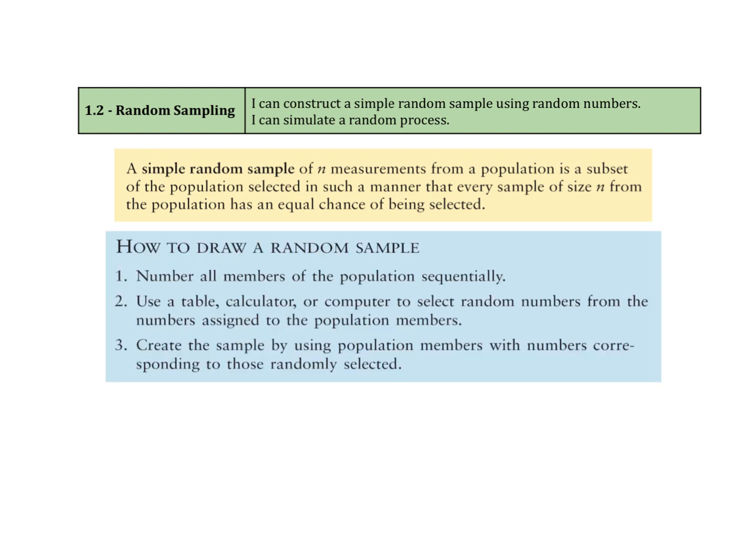The following is a systematic method to ensure that all members of a population are equally likely to be selected when you choose a sample. So, how to draw a random sample. You're going to number all members of the population sequentially. Then, we're going to use a table, calculator, or computer to select random numbers from the numbers assigned to the population members. In our case, we're going to use a random number table. Then we'll create the sample by using population members with numbers corresponding to those randomly selected.